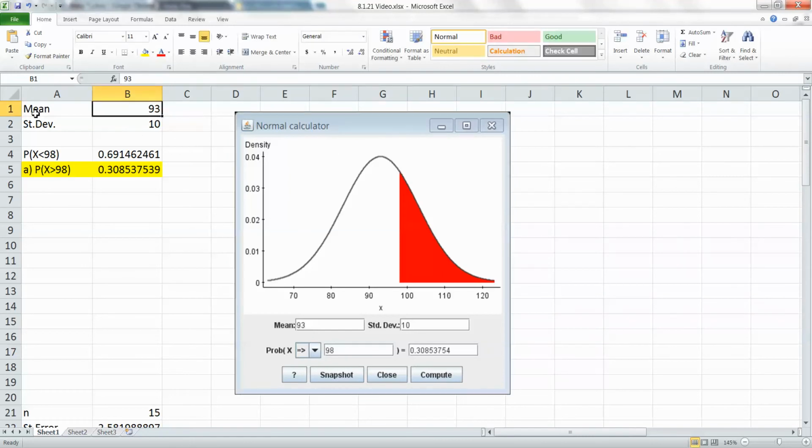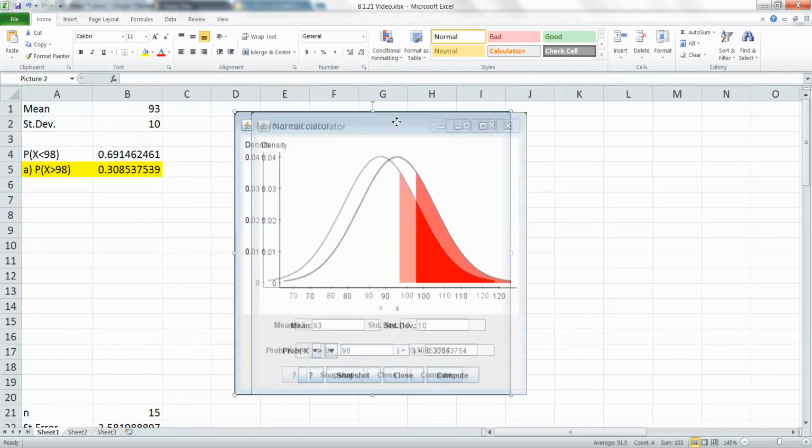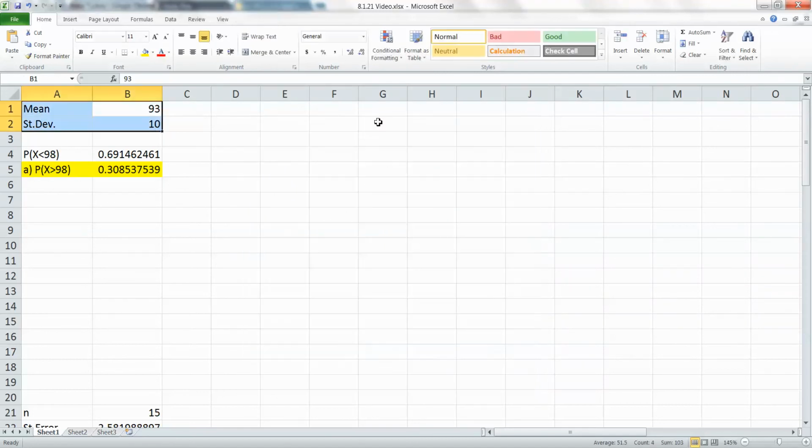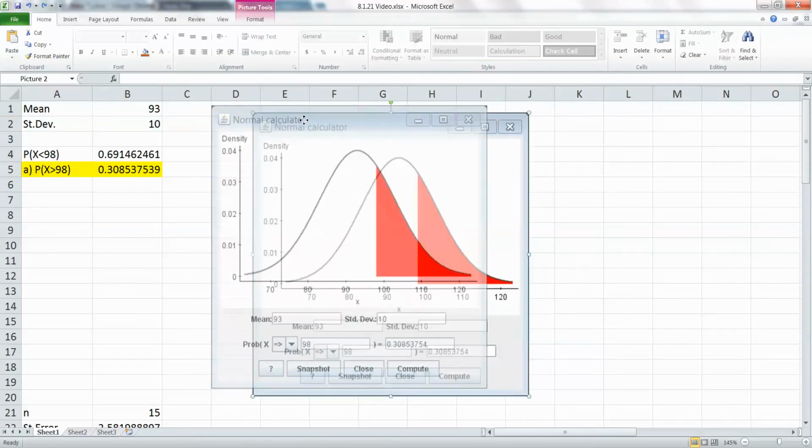All right, so I'm going to set up what my mean is and what my standard deviation is. And I'm going to do it in Excel here, and then I'm actually going to do it in StatCrunch. As you can see, I already did it in StatCrunch, but I'll show you again. So actually, I'm going to leave the picture up just so you can see what's going on.